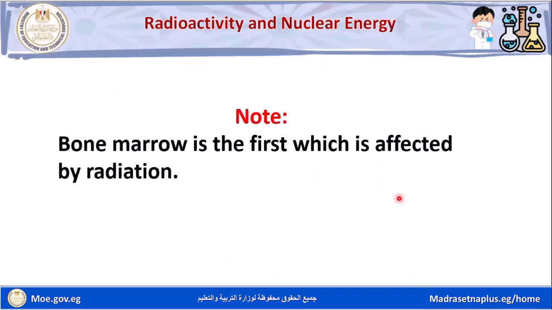Note, bone marrow is the first to be affected by radiation when the object is exposed to a large dosage of radiation for a short time.